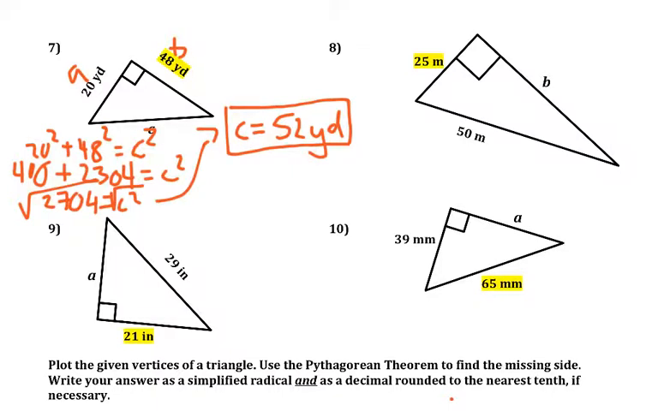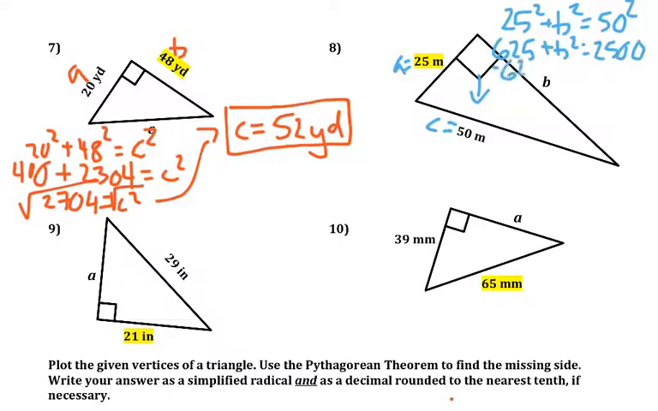Number 8. We have this right triangle, and we have side lengths of 25, 50, and b. So notice across from the right angle is 50, so that's going to be our value for c. And then 25 will be a. So we got 25 squared plus b squared equals 50 squared. Now we're going to use our calculator, and we'll get that 25 squared is 625. Then we have b squared equals, and 50 squared is 2,500.